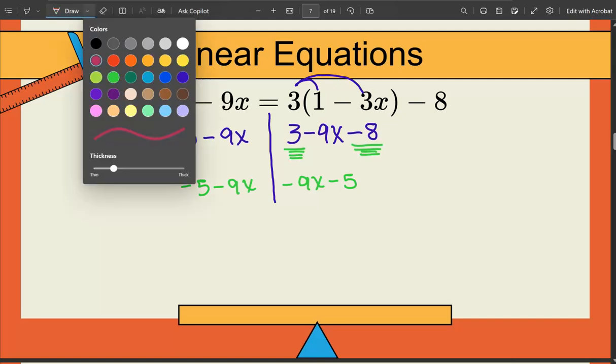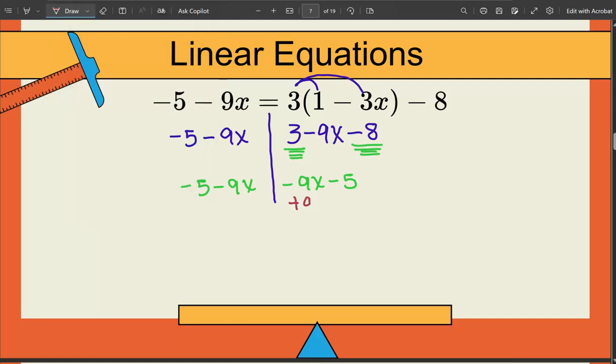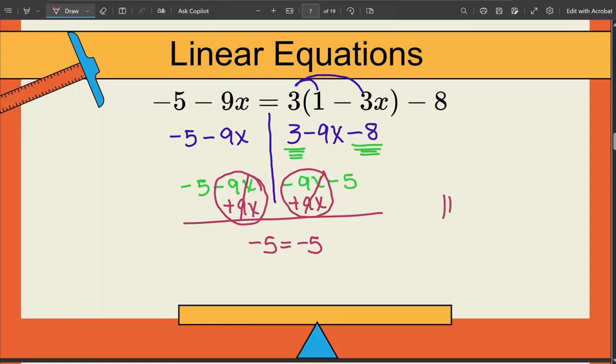So I've got variables on both sides, so I'm going to add 9x using the opposite operation to move it to the other side of the equation. I notice that this cancels out and gives me 0. That cancels out and gives me 0. So I have negative 5 is equal to negative 5. So my solution is all real numbers.